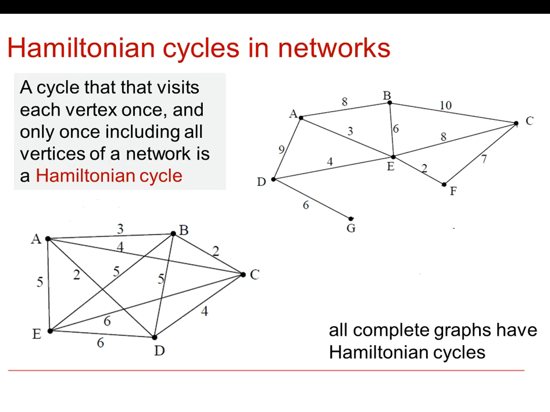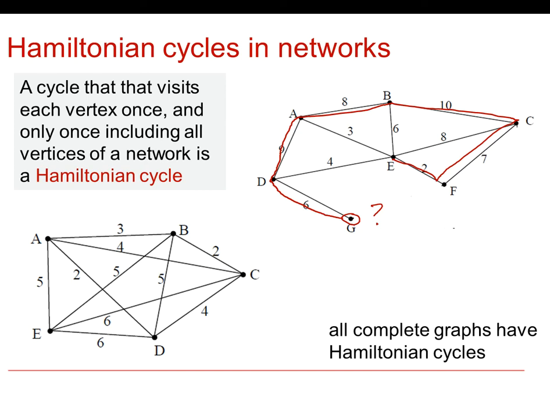So a cycle that visits each vertex once and only once, including all the vertices of a network, is a Hamiltonian cycle. On this graph, starting at G, we could travel D, A, B, C, F and E, but we cannot get back to the initial vertex, so therefore we have a Hamiltonian path but no Hamiltonian cycle.